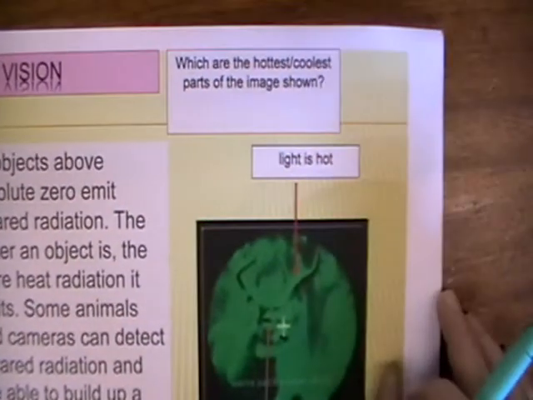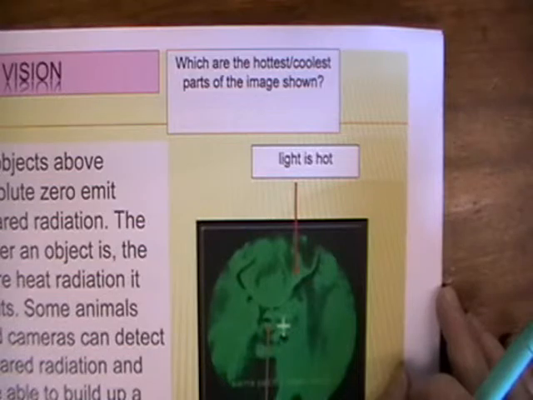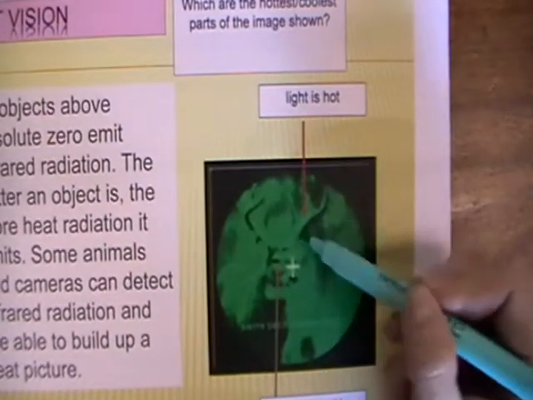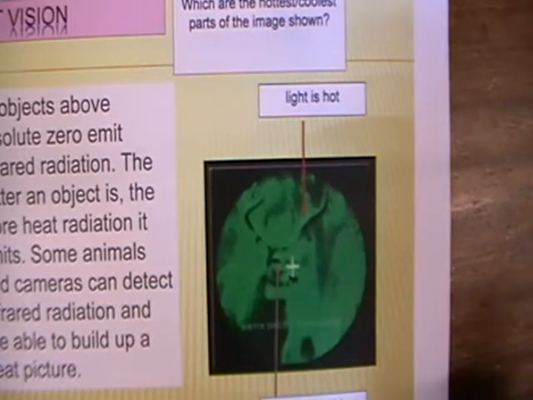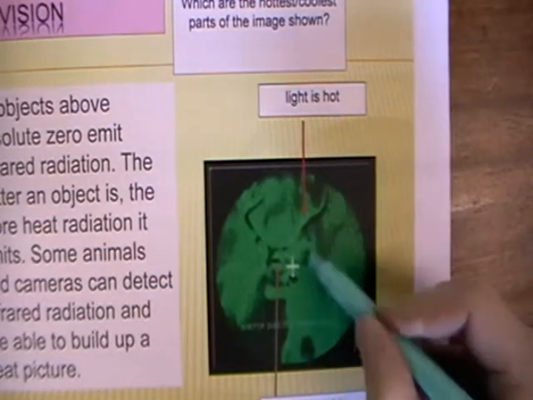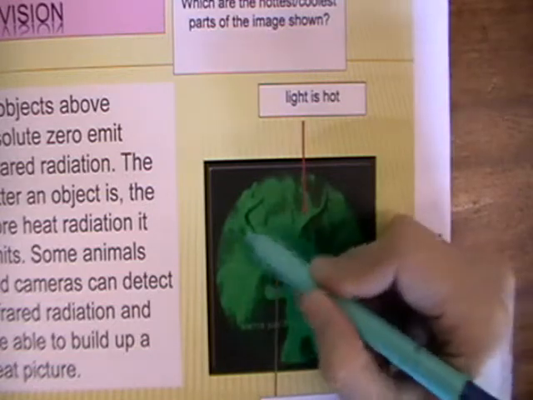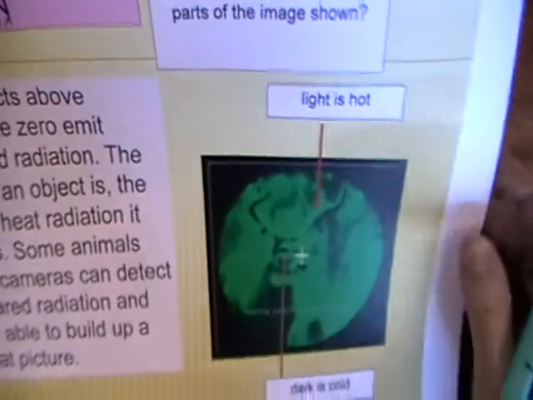So the question says, what are the hottest or coolest parts of the image shown? And you can see that the light areas here are hot and the dark areas here are cold. It's difficult to see what that image is of. It looks like it's of a deer. You can see the horns there. Not quite sure about that.